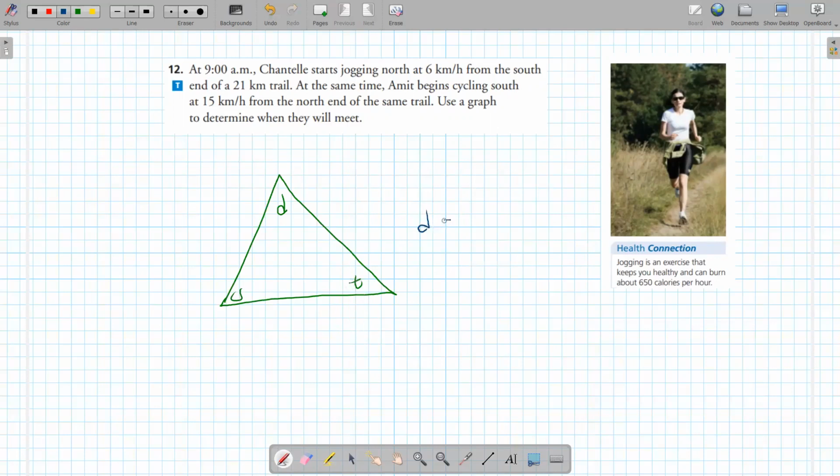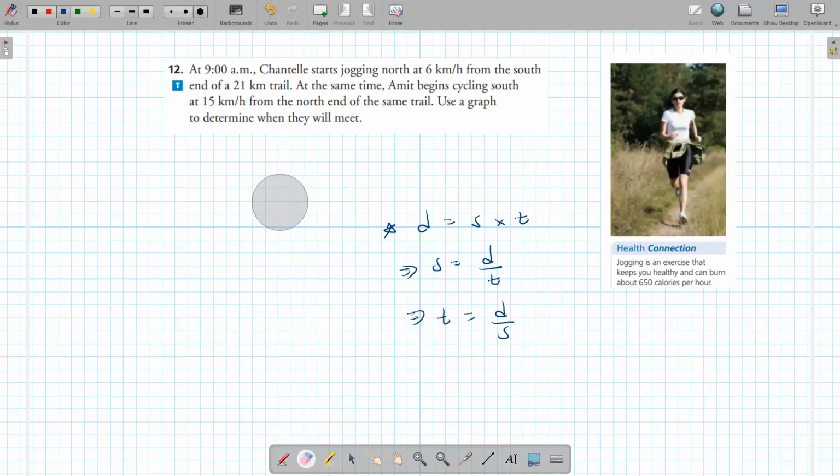Distance is going to be speed times time. This is the critical equation, which means your speed is going to be, divide both sides by t, distance divided by time. And the equation for time, you swap places with s. Time is going to be distance divided by speed. That's how these three things are related, and probably we're going to need one of these equations to answer this question.